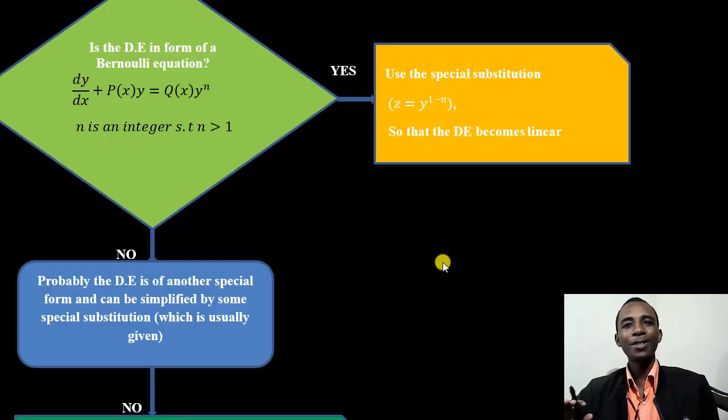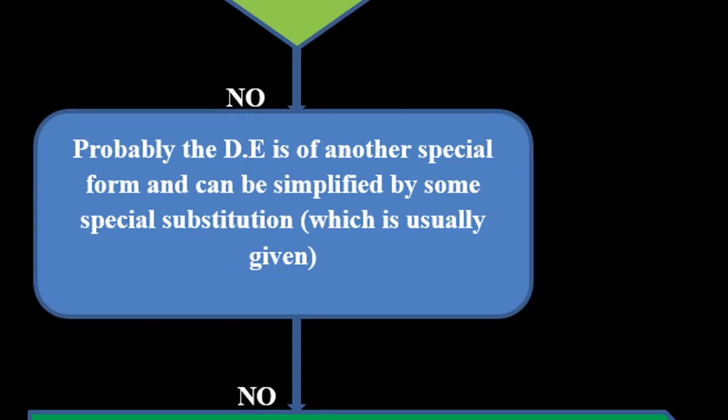And if the first order differential equation you're looking at does not match any of the methods we've looked at, probably it takes up another special form and can be solved by another special substitution which is not generalizable. Usually that substitution will be given to you in the question or problem you're trying to solve.